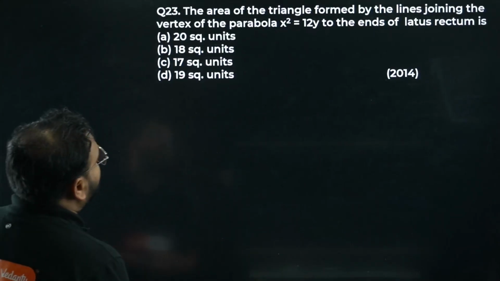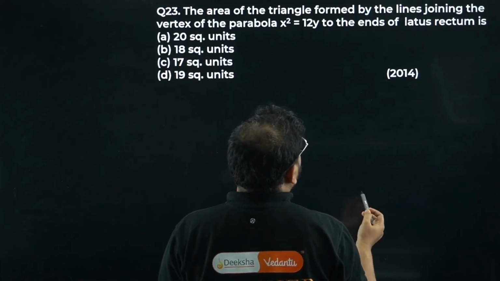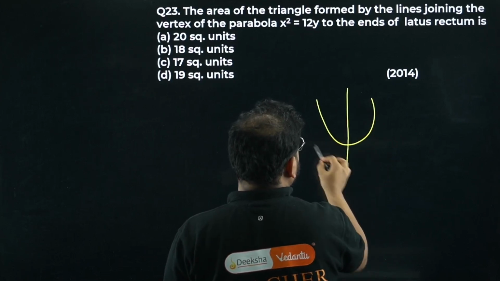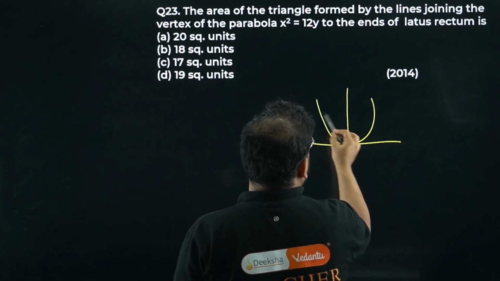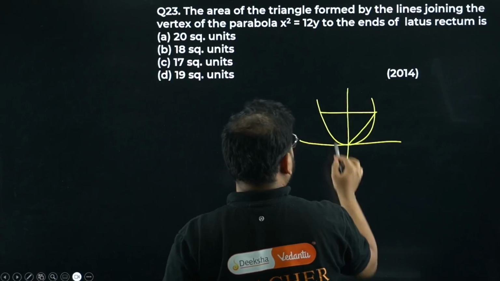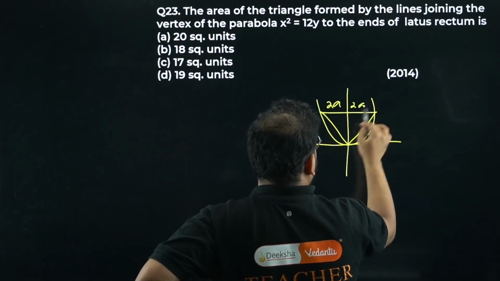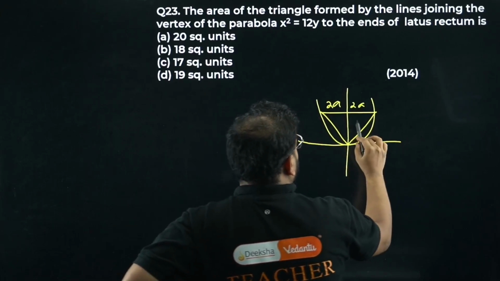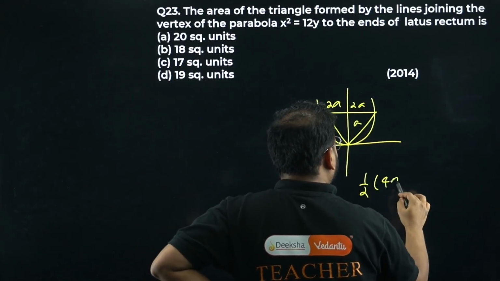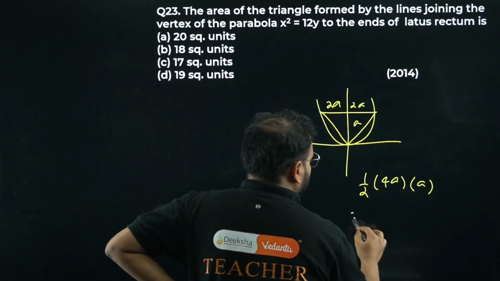Area of the triangle formed by the lines joining the vertex of the parabola and the ends of the latus rectum, symmetric about the y-axis. We're looking for this triangle. The latus rectum becomes 2a and 2a, basically 4a, and this part is going to be a. So the area is 1 by 2 into 4a, base into height, which is simply a. I get 2a square.